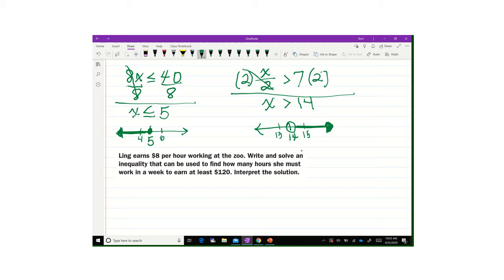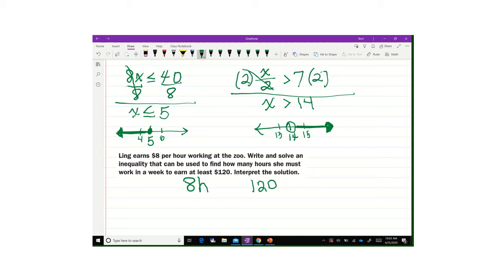All right, so we know that the total is going to be 120, so I'm going to put that off to this side. She's getting $8 an hour. So we're going to take our 8, multiply it by our number of hours, and that's going to tell me how much money she makes. Now I've got to determine what sign goes in here. She wants at least $120.